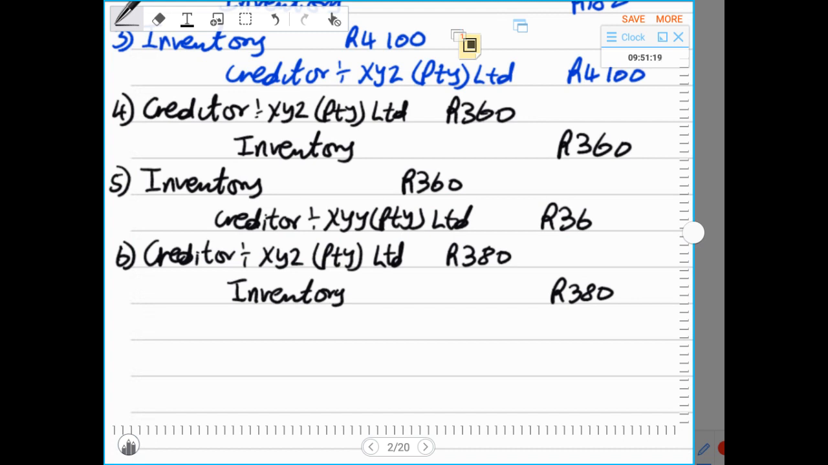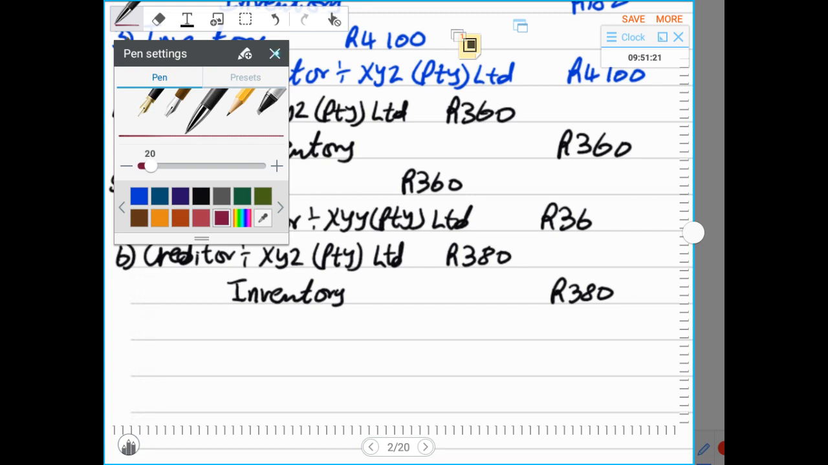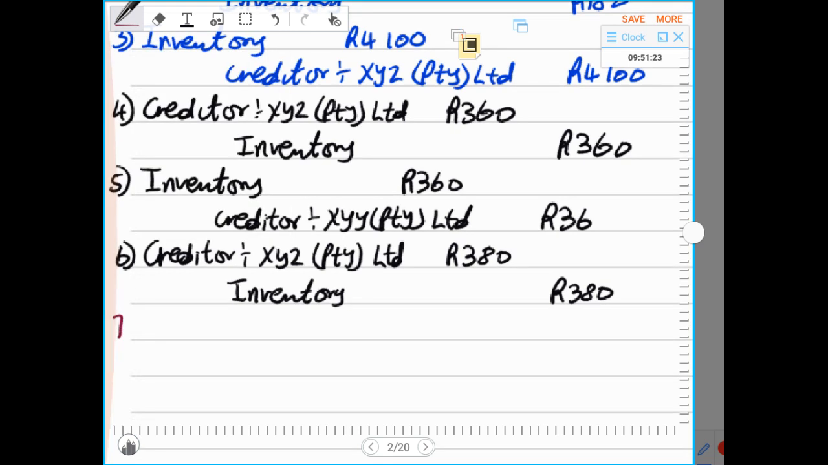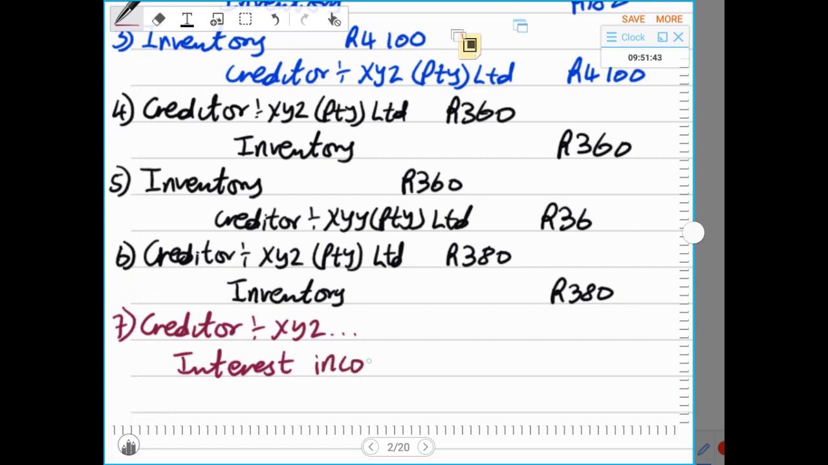Then we say this is number 7. Number 7, we say we debit our creditor, and our creditor is XYZ Pty Ltd. Then after, we increase our interest income, which is discount received. Interest income, this is discount received, but we call it interest income. That is the latest term.